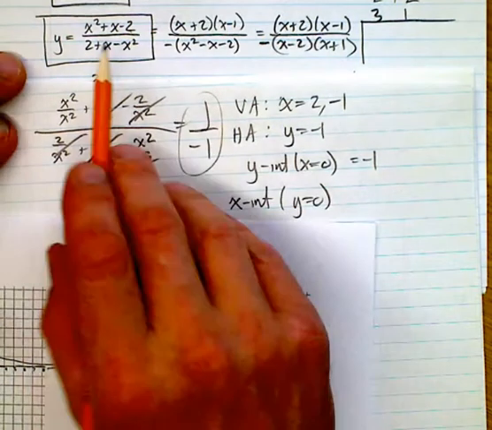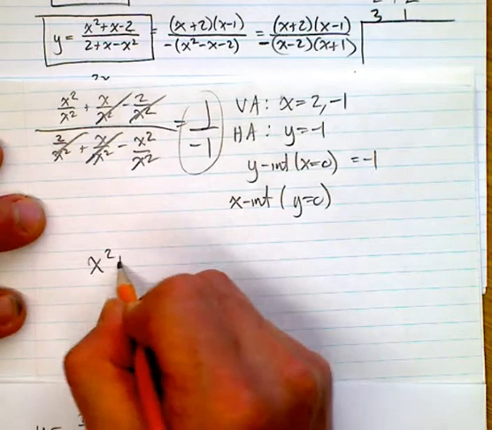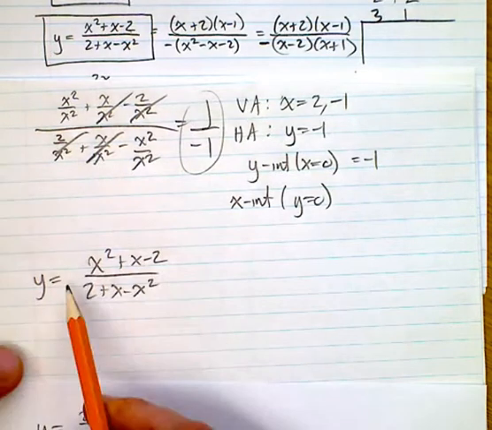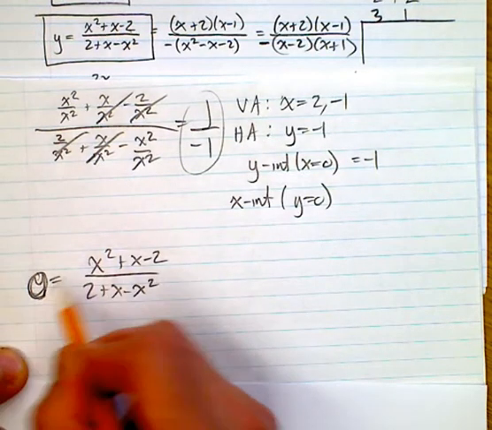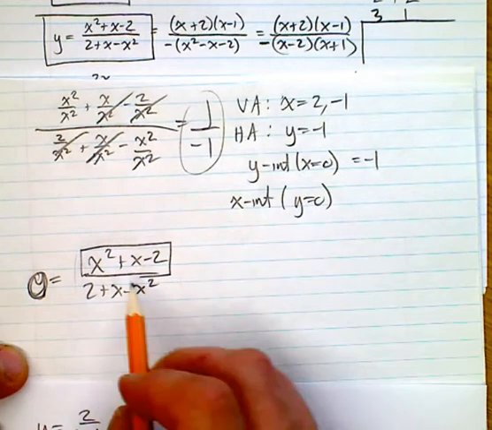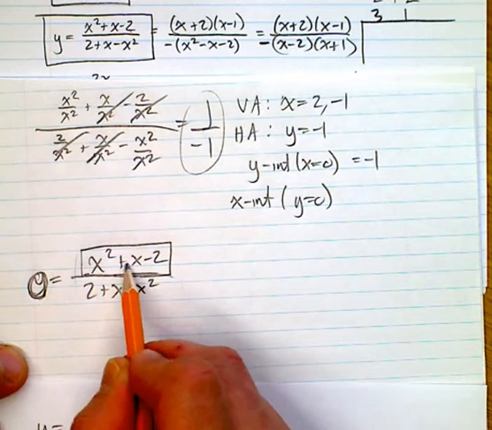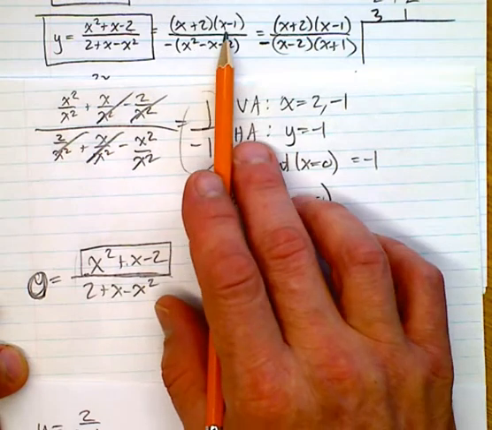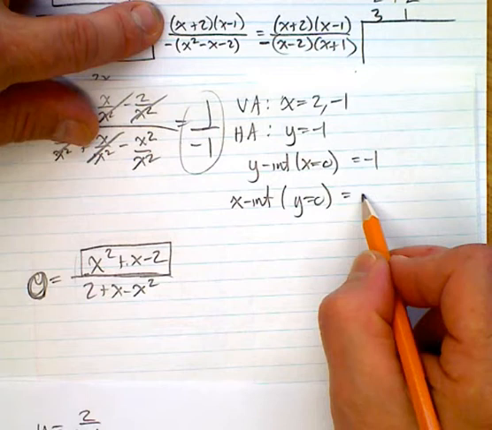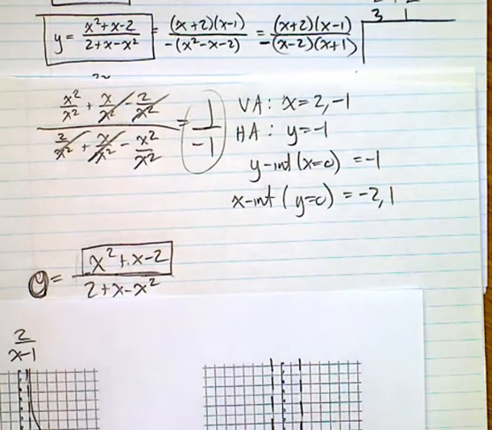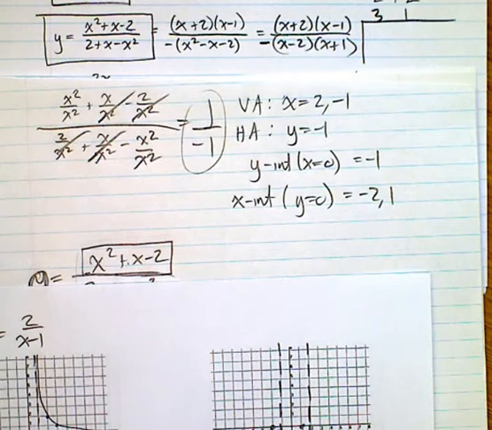If you're looking at this thing right here, x squared plus x minus 2 over 2 plus x minus x squared, if you want to find your X-intercepts where y is 0, if you want this whole thing to equal 0, all you need to do is look at your numerator. Okay, because if your numerator is 0, then your whole thing's 0, right? And we kind of found that up here. See that I went x plus 2 and x minus 1? So it means my x-intercepts are negative 2 and positive 1. So positive 1 and negative 2 are two values that we have here.